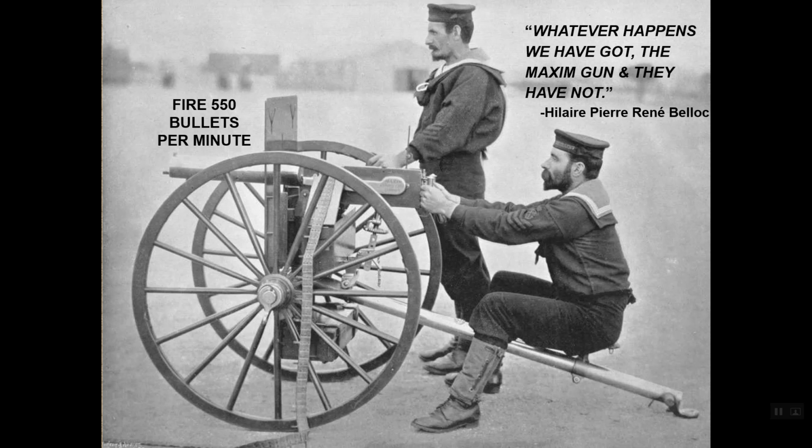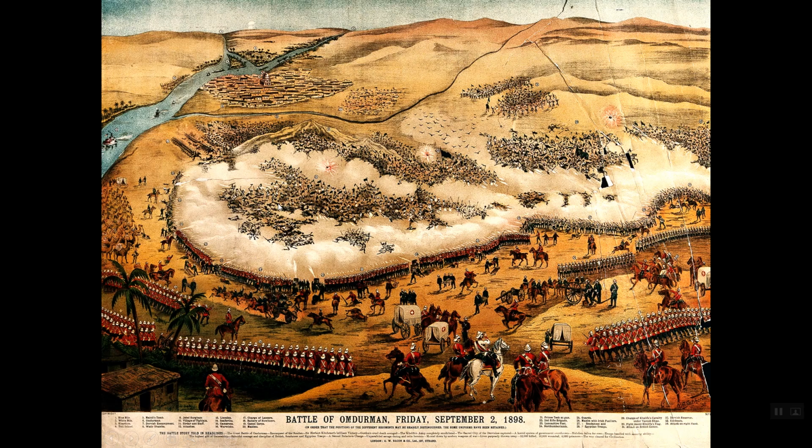And this is a quote from Hilaire Belloc. He said, "Whatever happens, we've got the Maxim gun, and they have not." The repeating machine gun is actually one of the reasons that not only the African nations who vehemently resisted, but also the Native Americans of the plains were able to be defeated. Both groups were able to be defeated because of this new technology and the train, right?